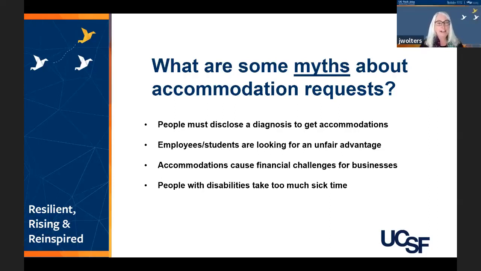In reality, the fact is that they're seeking a level playing field so they can do the same type of work. Another myth is accommodations cause financial challenges for business. Fact is, accommodations usually cost little to nothing for employers, with the average cost being only $400. The last myth is that people with disabilities take too much sick time. The fact is, people with disabilities have a significantly higher attendance reliability.